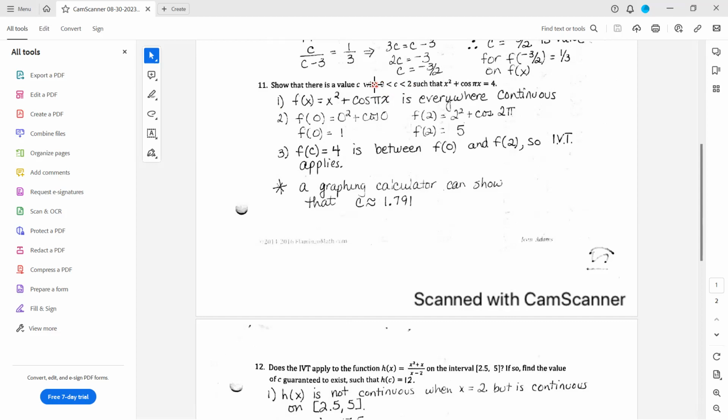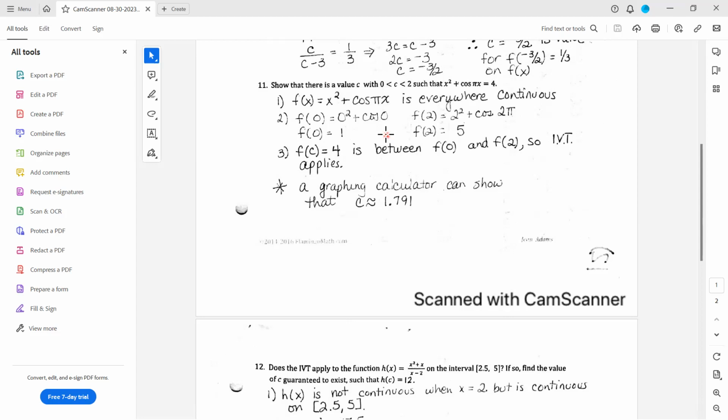What is my output value supposed to be? That's the hard part on this one. 4. Right. How do I know, if you didn't have the key? Because the equation is equal to 4. Exactly. Now, once you find those 3 things, you do exactly the same thing that we did on 9 and 10. First, we have to show that the IVT applies.